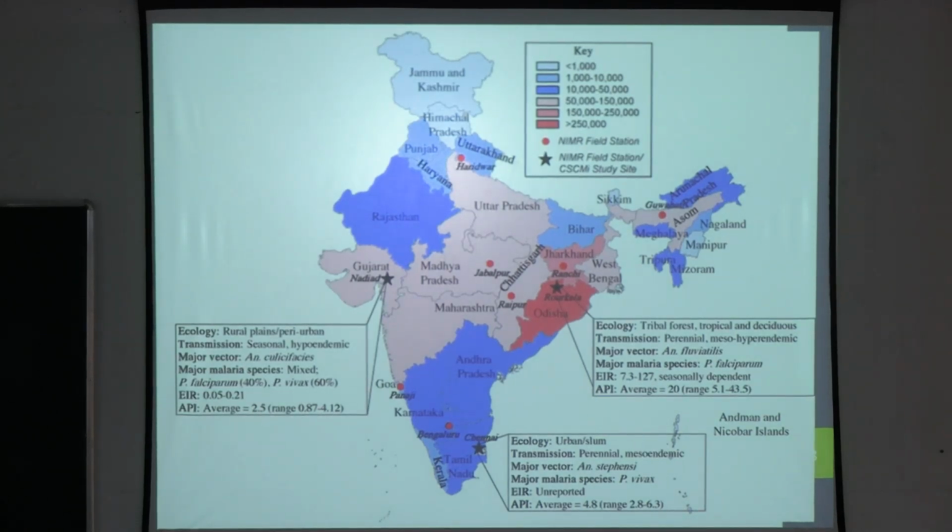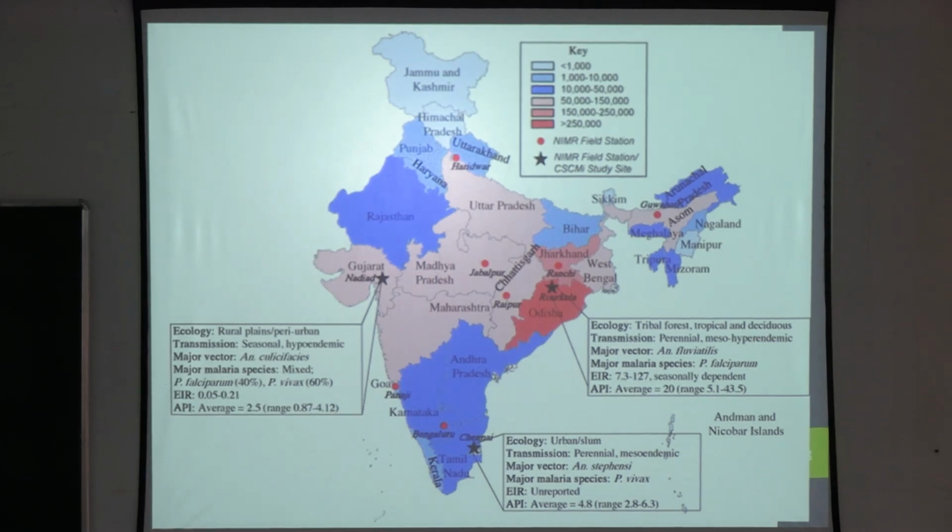For example, in rural plains or peri-urban transmission, this area is seasonal hypoendemic. Seasonal means it happens around the time after the rainy season, and it is caused by Anopheles culicifacis. It is the most common Anopheles mosquito, usually found in rural or peri-urban areas. It is seasonal. The vector count increases during certain seasons like after rain and then decreases again. What else is there? What does major malaria spread?